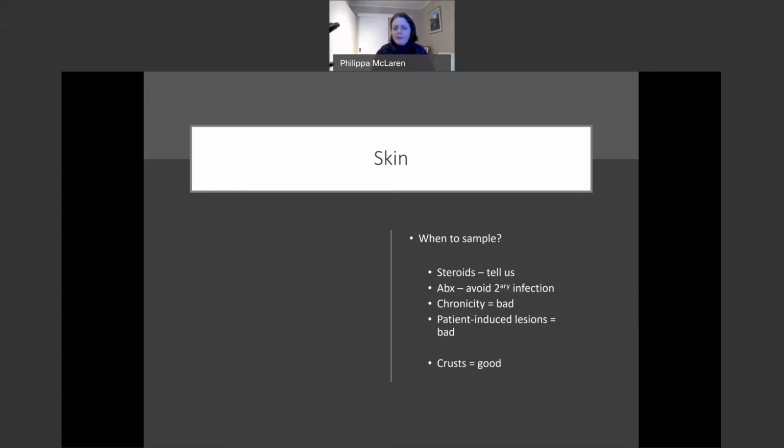The longer you leave a skin lesion, the more chronic and secondary changes occur, and that can necessitate wishy-washy histopathology reports that we would prefer to be able to narrow down. So it can help to do some sampling relatively early in the course of the disease. If you can avoid patient-induced lesions, lick dermatitis and secondary trauma, that can help. And don't forget, we don't want the crust removed. The crust is useful, and so your preparation for skin sampling is relatively limited.